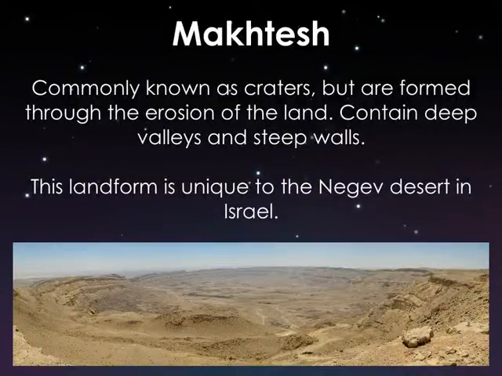Macteshes, or maybe it's just Mactesh, are commonly known as craters, but are formed through the erosion of the land. They contain deep valleys and steep walls, and they're unique to the Negev desert in Israel. There are not that many of them. I think there are only 2 sites where they exist.